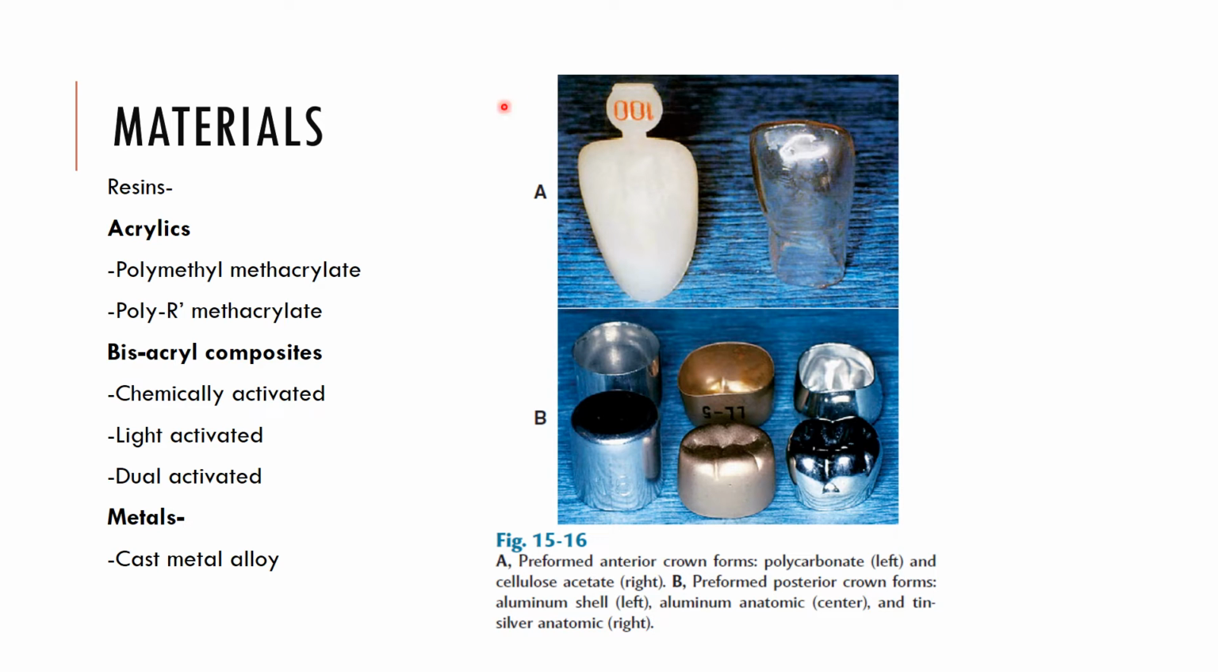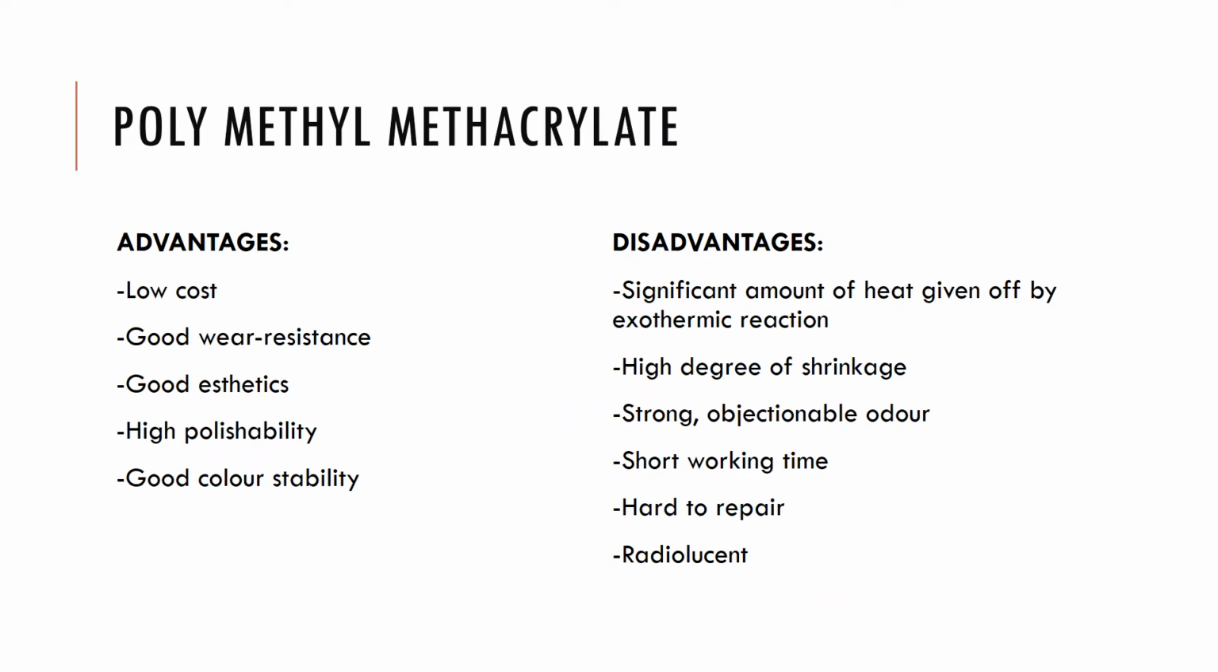These are examples of some crowns. This is polycarbonate, and this is cellulose acetate. These are aluminum shells, guys, and tin silver crowns.